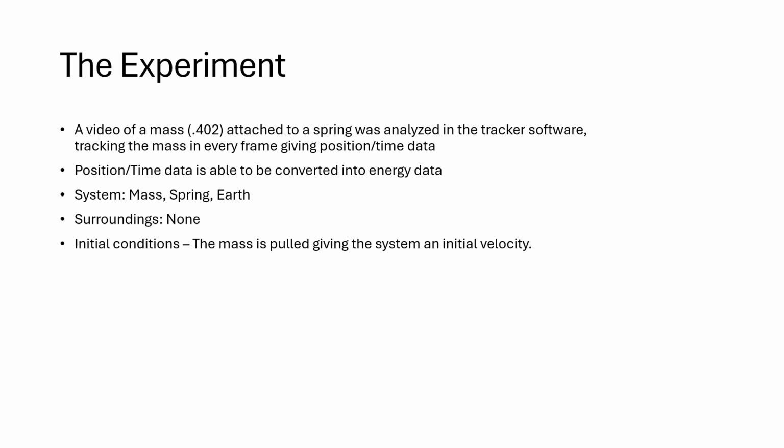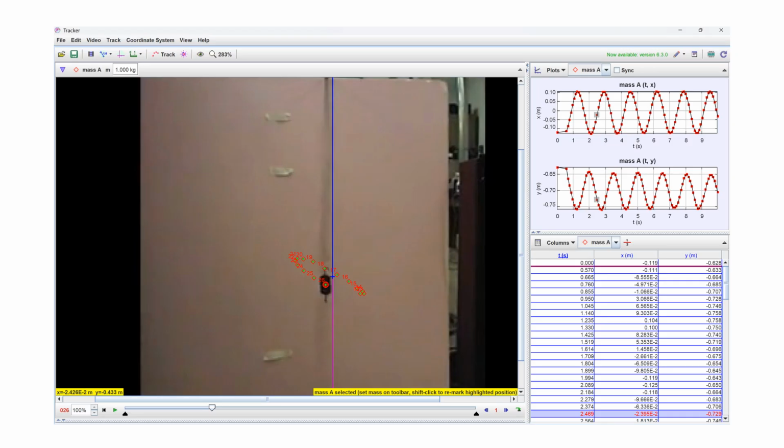For the initial condition, the mass is pulled to give the system just some movement. Here's a screenshot of the tracker software, and you can see the points being tracked along the mass's trajectory, and then the graph that results.